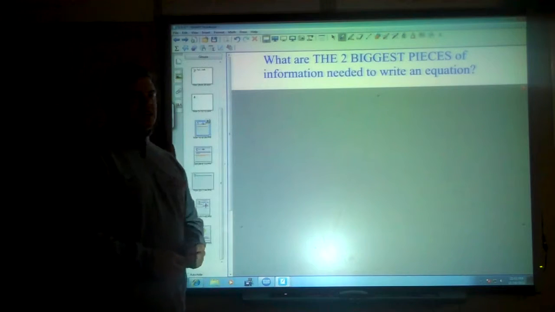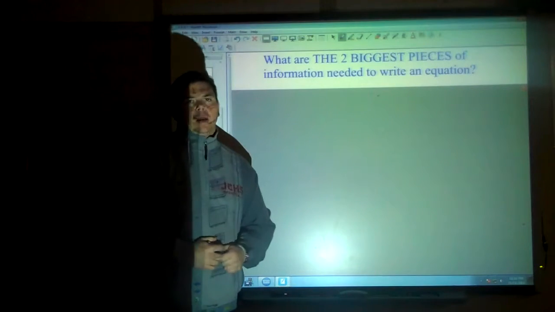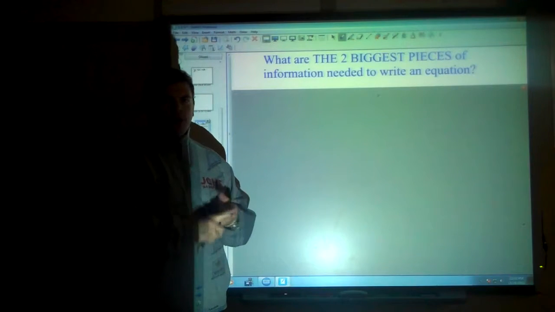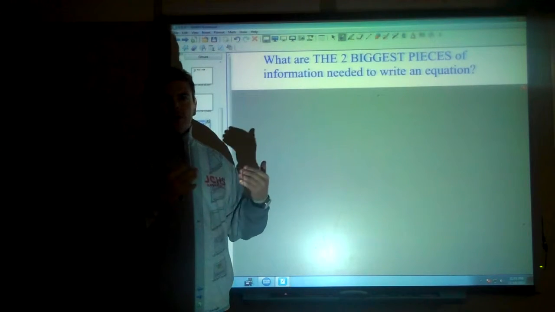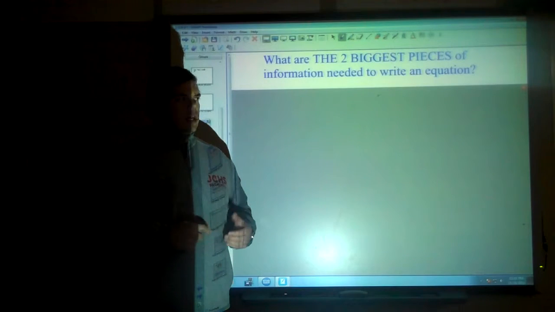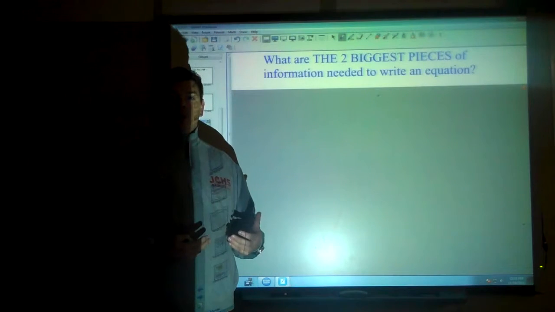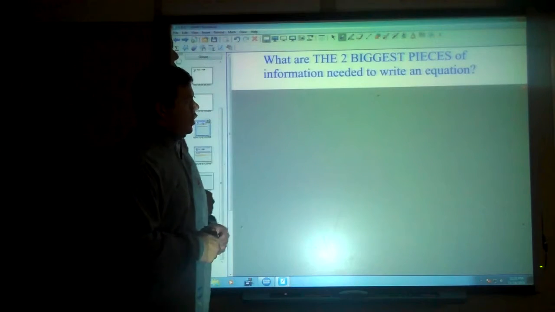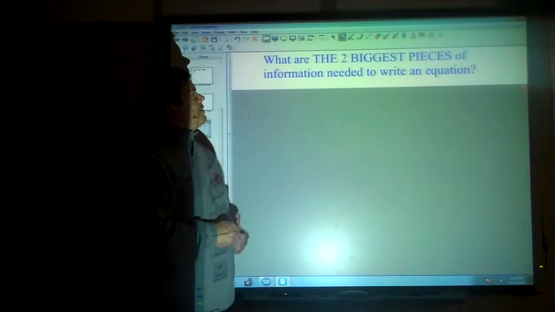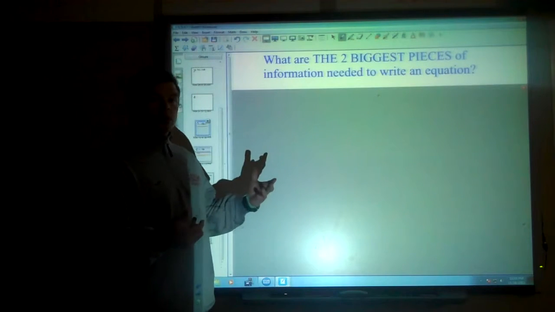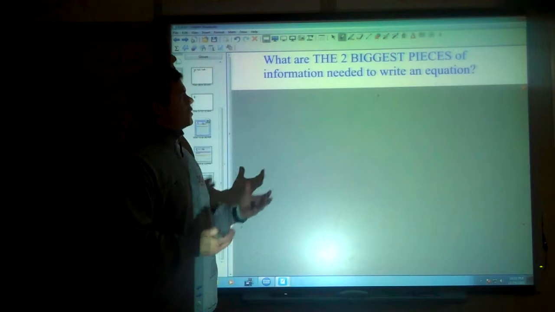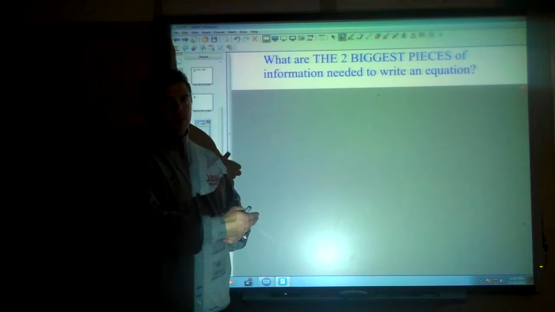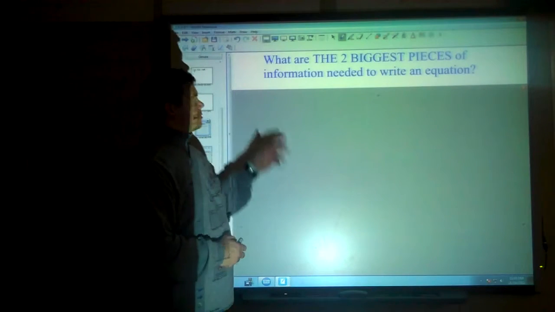What are the two biggest pieces of information needed to write an equation? At this point, we've spent quite a bit of time dealing with input-output tables, then we gradually went into looking at x and y intercepts, and eventually we found that we had a form that we could use for linear equations, y equals mx plus b, also known as slope-intercept form. The two biggest pieces of information would probably be the slope and the y-intercept. If we had those two pieces, it's actually very easy to make our equation. We substitute the values in for m and b in y equals mx plus b, and we have what we need.